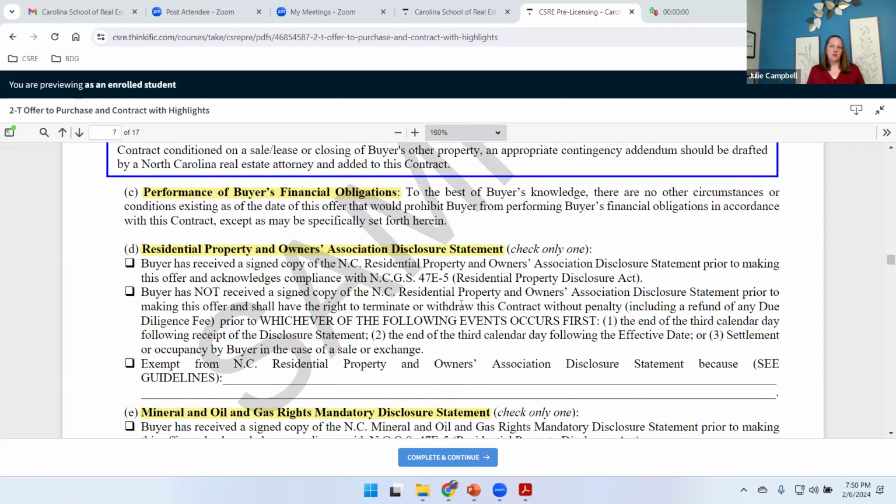Performance of buyer's financial obligations. There are no other circumstances that would prohibit the buyer from being able to buy. So in other words, they're not facing bankruptcy, for example.